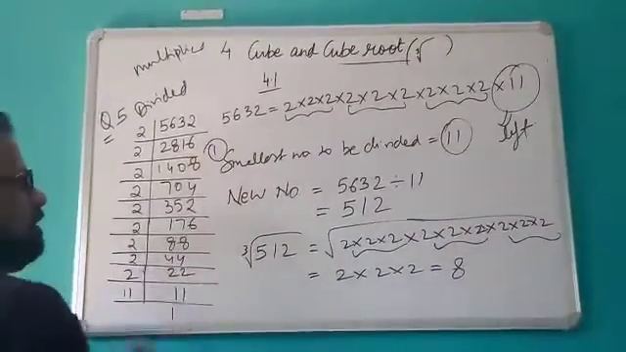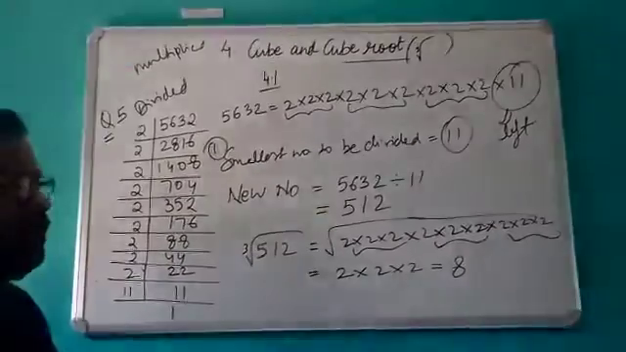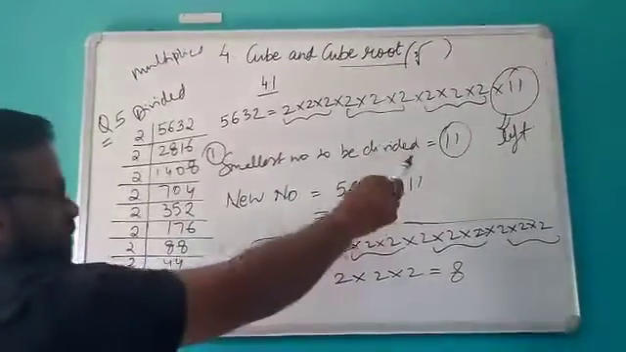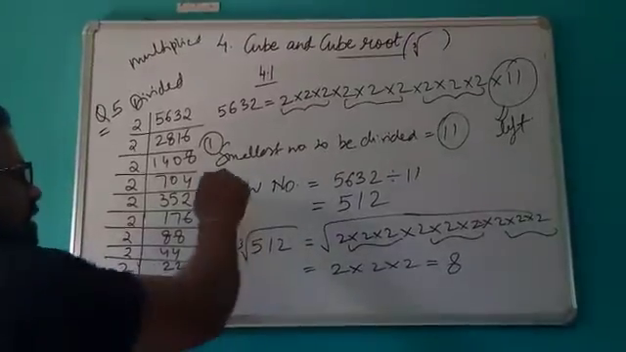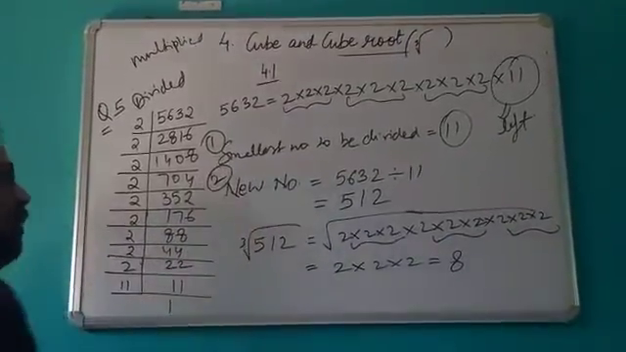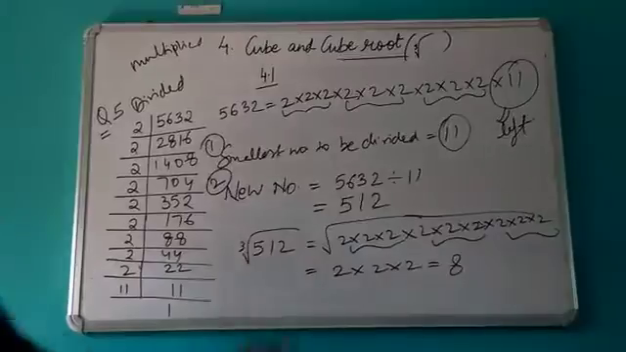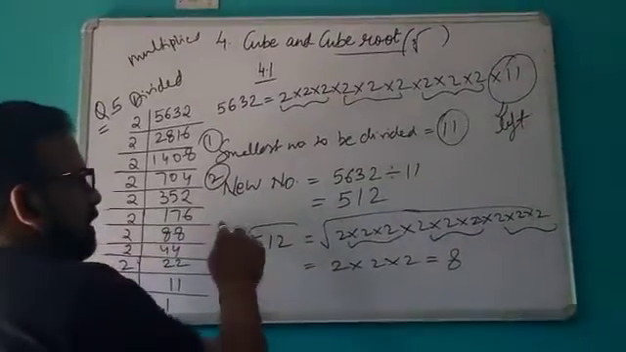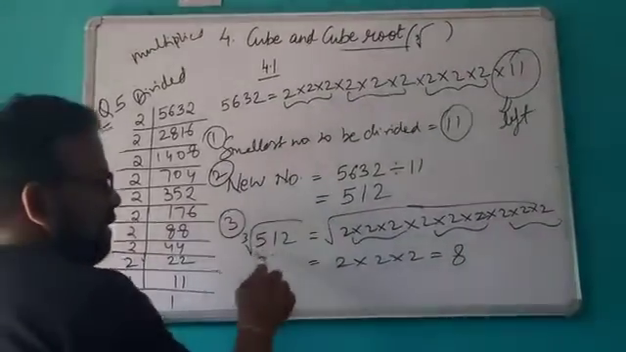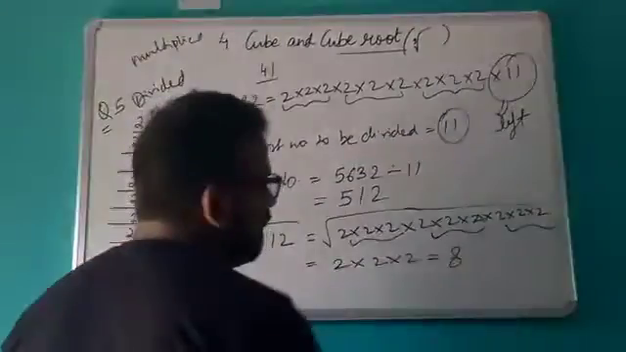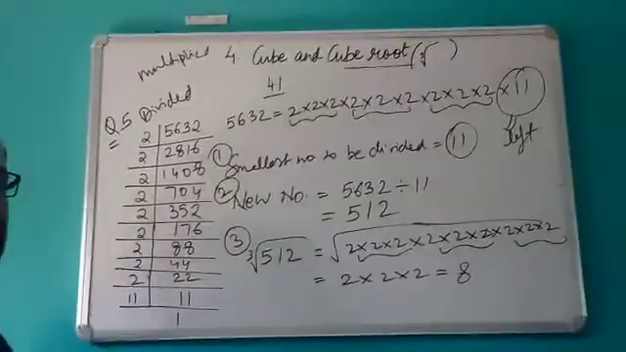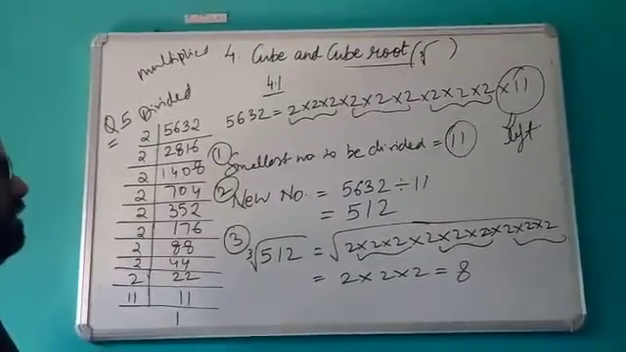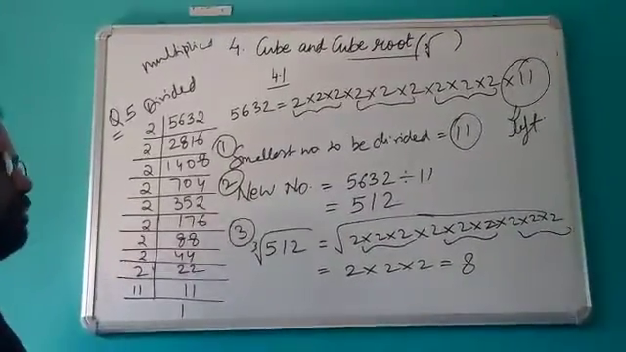So there can be 3 parts to such questions. First is the smallest number to be divided or multiplied. Whatever group is not formed, that will be your number to be divided or multiplied. Then, what will be the new number after dividing? That will be your new number. Then, what is the cube root of that number? Like this you can find the cube root of the new number. So this is all about your exercise 4.1, and this is how you have to find the cube root of these numbers.